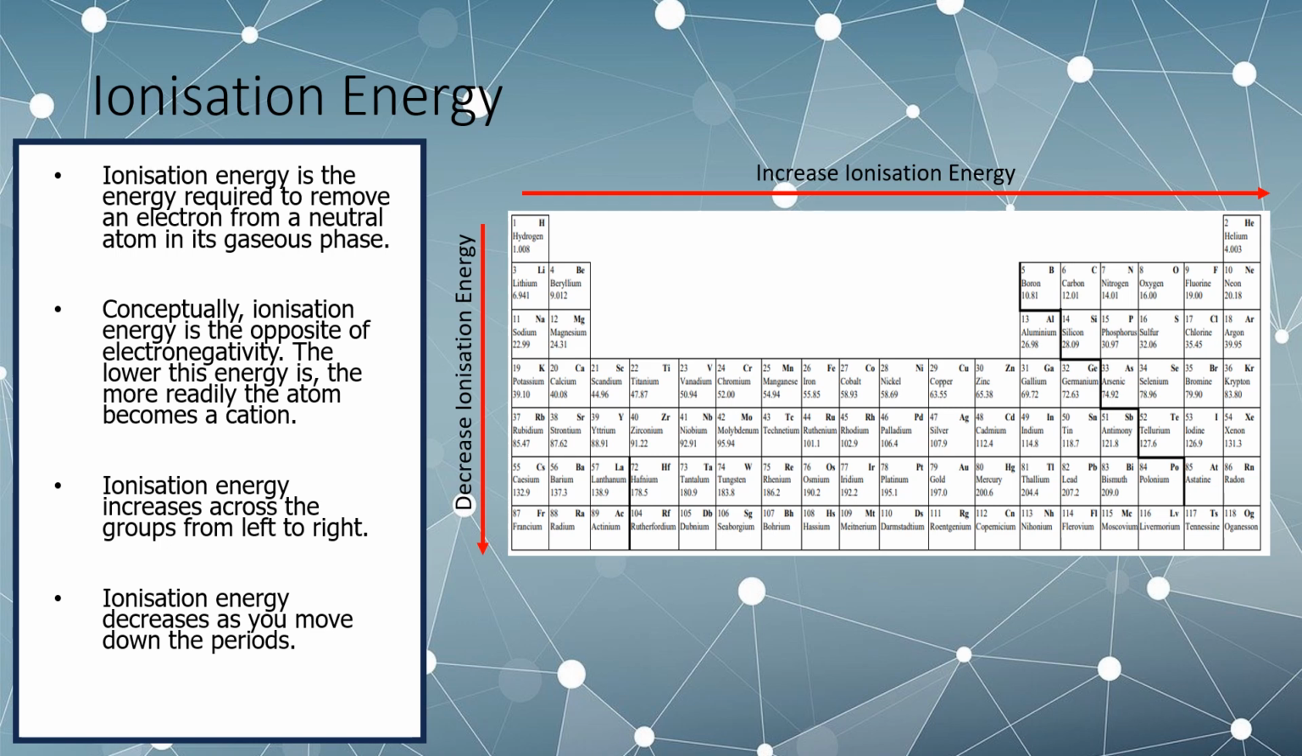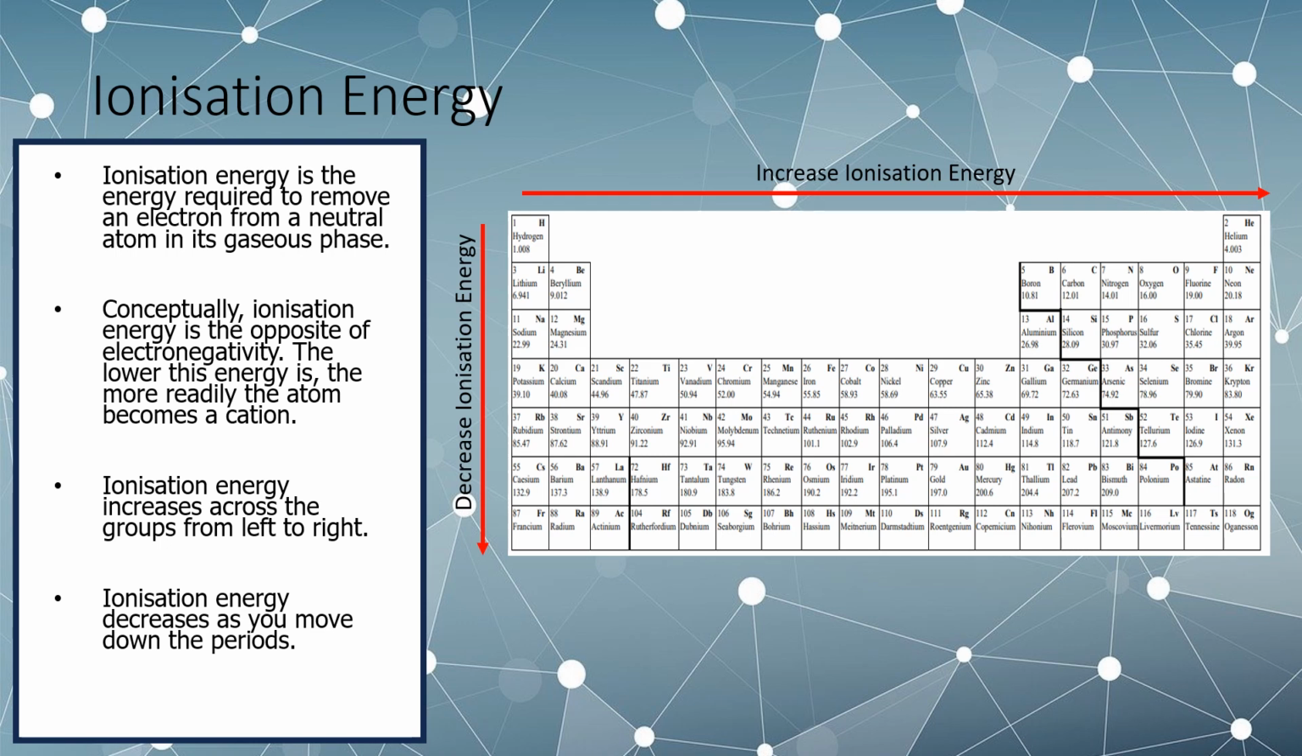Ionization energy increases across the groups from left to right. As you move to the right, it's going to require more energy to get rid of electrons. Ionization energy decreases as you move down the periods. As you move down, your atoms get bigger. It's going to be easier to lose those electrons as they're further away from that central nucleus where the protons are.